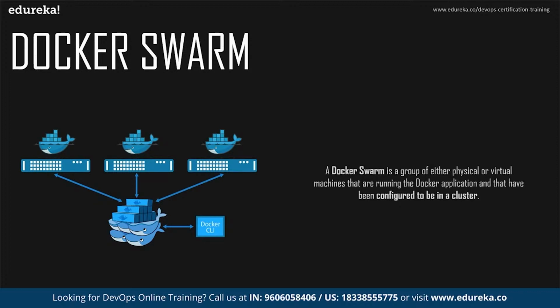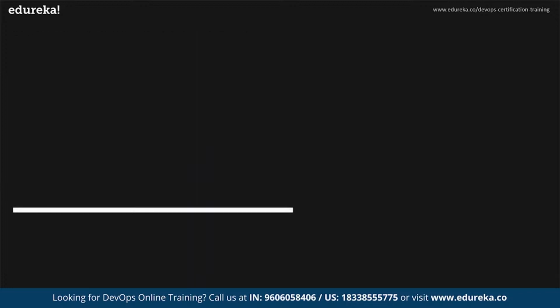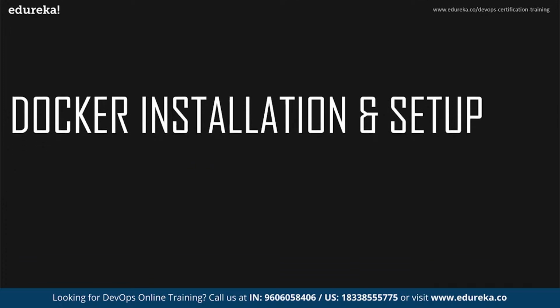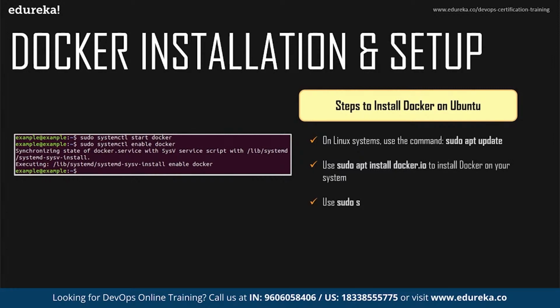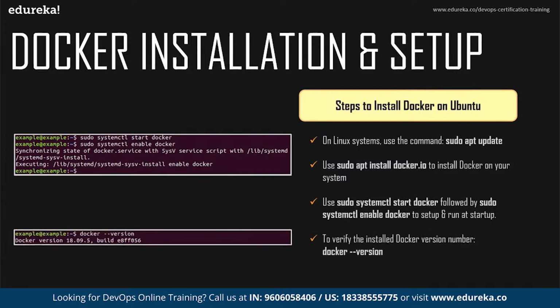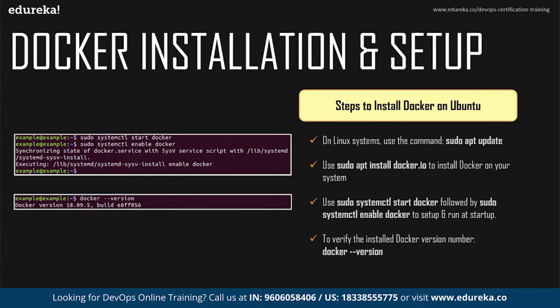So with that, we have come to an end of the workflow and architecture of Docker. Now I'm sure all of you might be eager for actually doing something on Docker. So let's go ahead and install Docker. Here are the steps to install Docker on your Ubuntu systems. You will be using the command sudo apt install docker.io to install Docker on your system. So let's go ahead and start up with the installation.